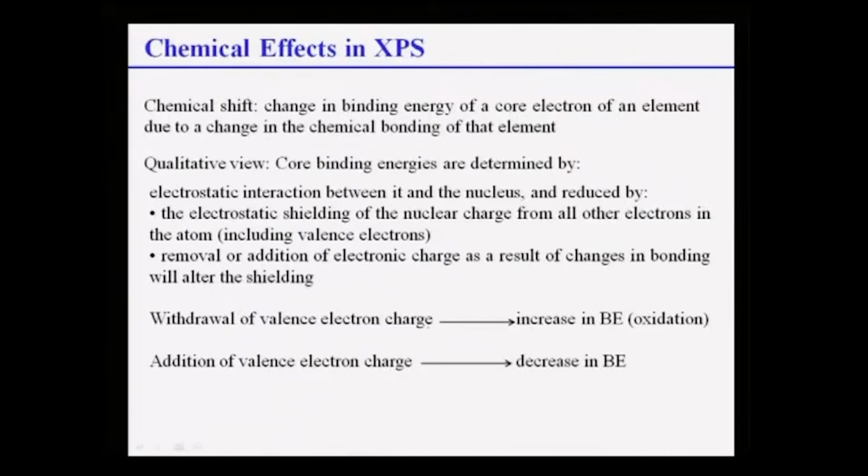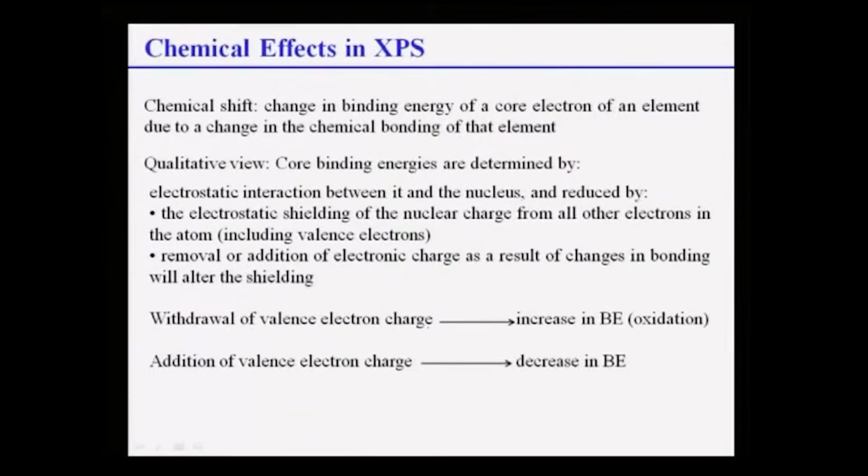What is a chemical shift actually? Chemical shift means change in the binding energy of a core electron of any element due to change in the chemical bonding of that element. That means when there is a bonding between two elements, there is going to be a change of the binding energies of the core electrons, and this leads to shifting of the peak position in the XPS spectrum. I hope this is clear. I will make it clear by giving some examples also.